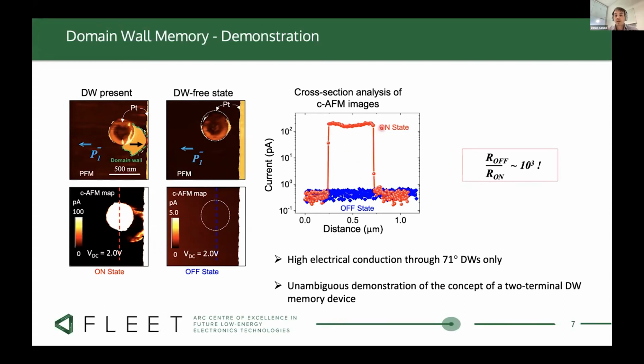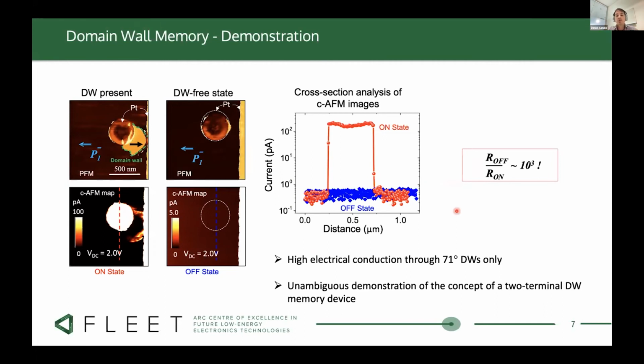Now, if we actually look at the amount of current that's flowing, and we compare the off state with the on state by taking profiles along these lines across the small electrode here, we see an on-off ratio of around 1000. So this is 10^3, not too bad for a prototype device. So here what we've actually shown is unambiguously that the domain structure in our device actually dictates the electrical behavior.